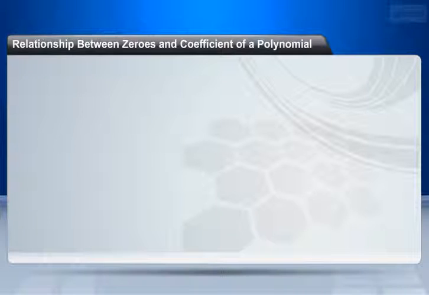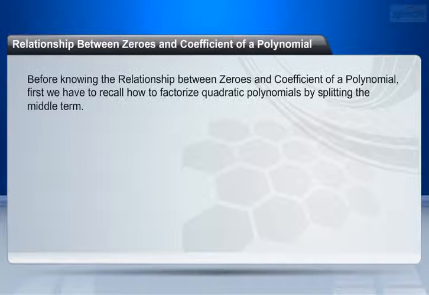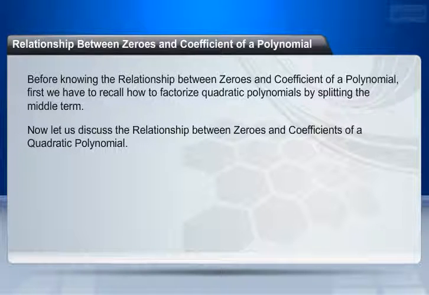After gaining information on the geometrical meaning of the zeros of a polynomial, we will move to the next topic, relationship between zeros and coefficients of a polynomial. Before knowing the relationship between zeros and coefficients of a polynomial, first we have to recall how to factorize quadratic polynomials by splitting the middle term. Now let us discuss the relationship between zeros and coefficients of a quadratic polynomial.